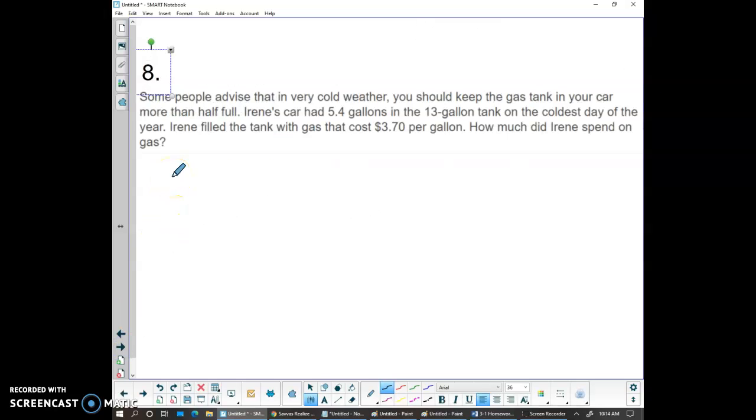All right. Question 8. Some people advise that in very cold weather, you should keep the gas tank in your car more than half full. Irene's car had 5.4 gallons in the 13-gallon tank on the coldest day of the year. Irene filled the tank with gas that cost $3.70 per gallon. How much did Irene spend on gas? All right, so she filled the tank with gas. So, where does it say that? Filled the tank. So, how much gas did she put in the tank?